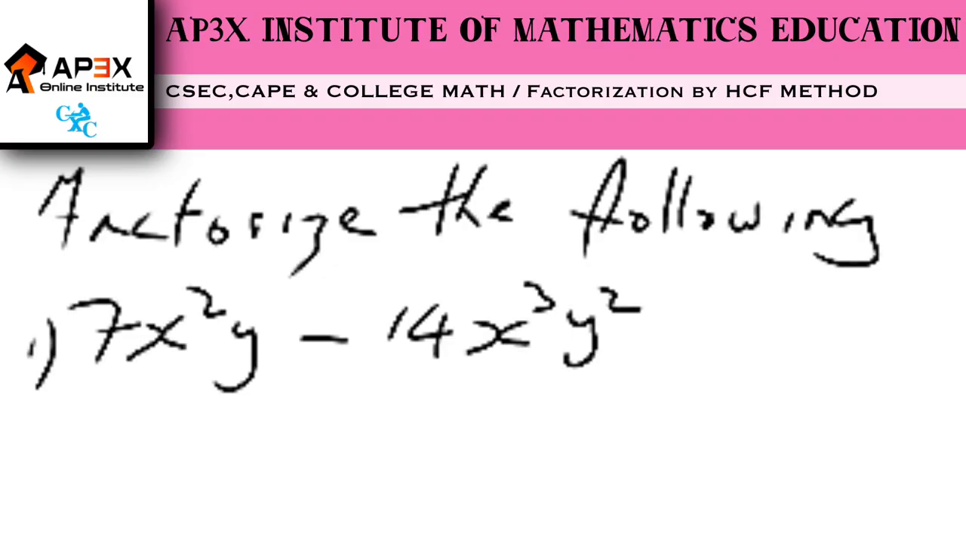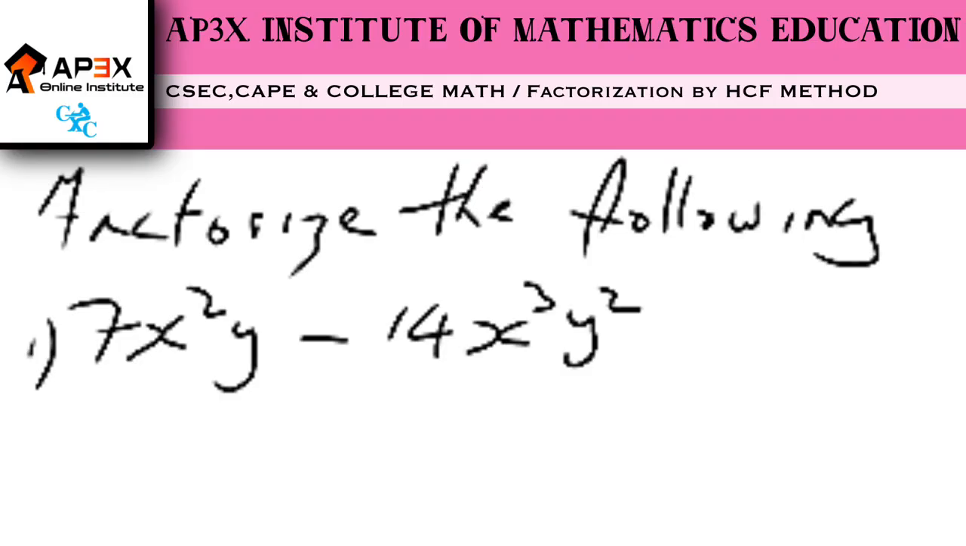So if you're an advanced student and you're watching this video, then of course be very mindful that the language is just to try to articulate as best as I can so that it's easy for any and every level of student. Now, when we look at the first example here, 7x squared y take away 14x cubed y squared, and the instruction says factorize the following.